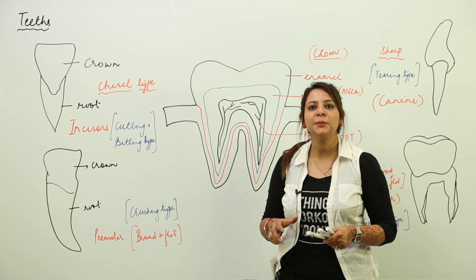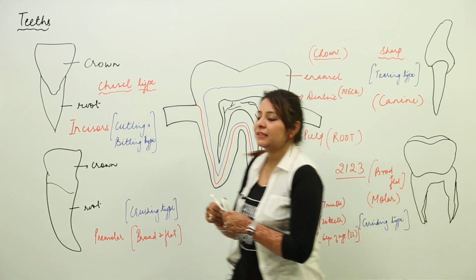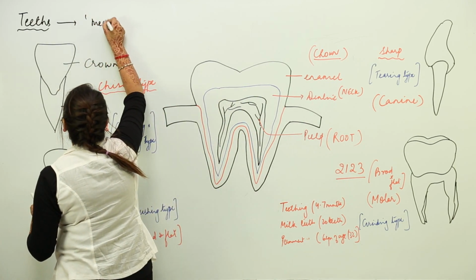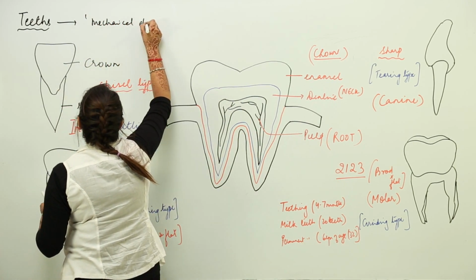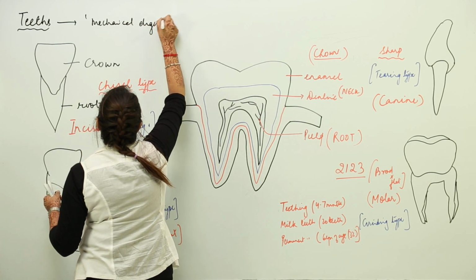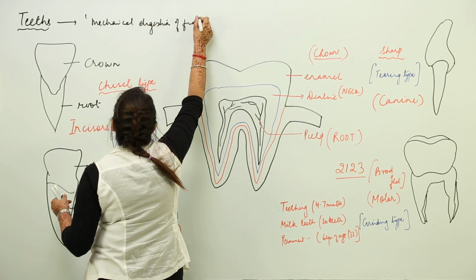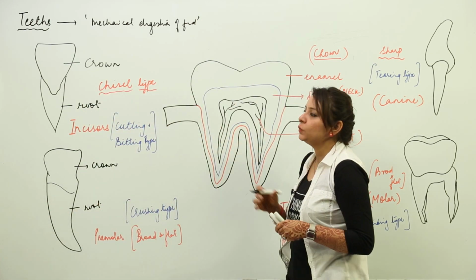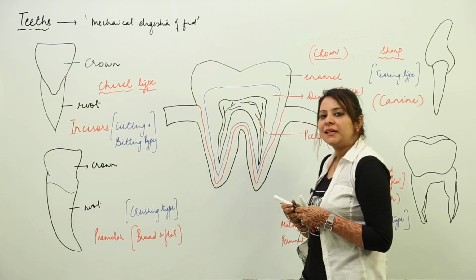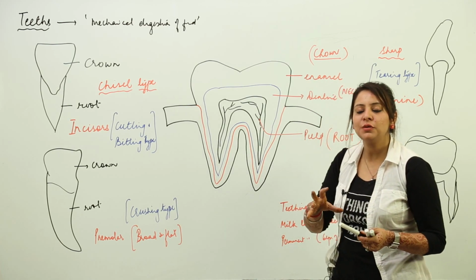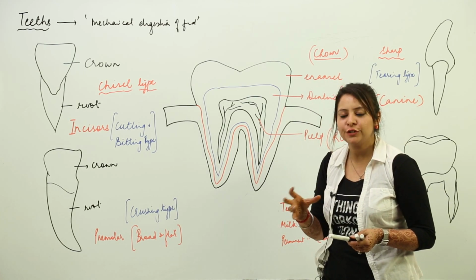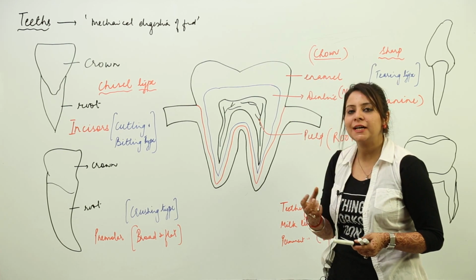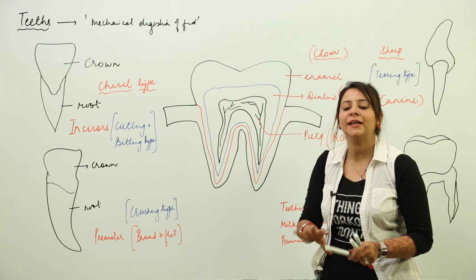Now we are going to take up the teeth. Teeth are the structures present in the mouth that help in mechanical digestion of food. That means they help in the breakdown of the bigger food particles into the smaller ones. So this is what the teeth are. We find different kinds of teeth, basically four types in the mouth. But before we start with the types, I want you to know what a tooth actually comprises of.